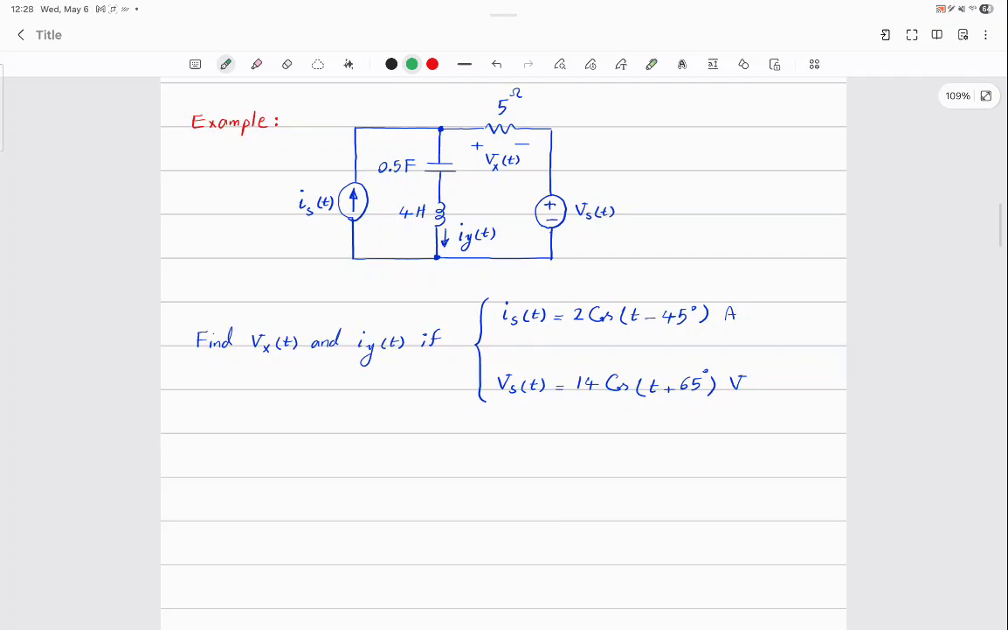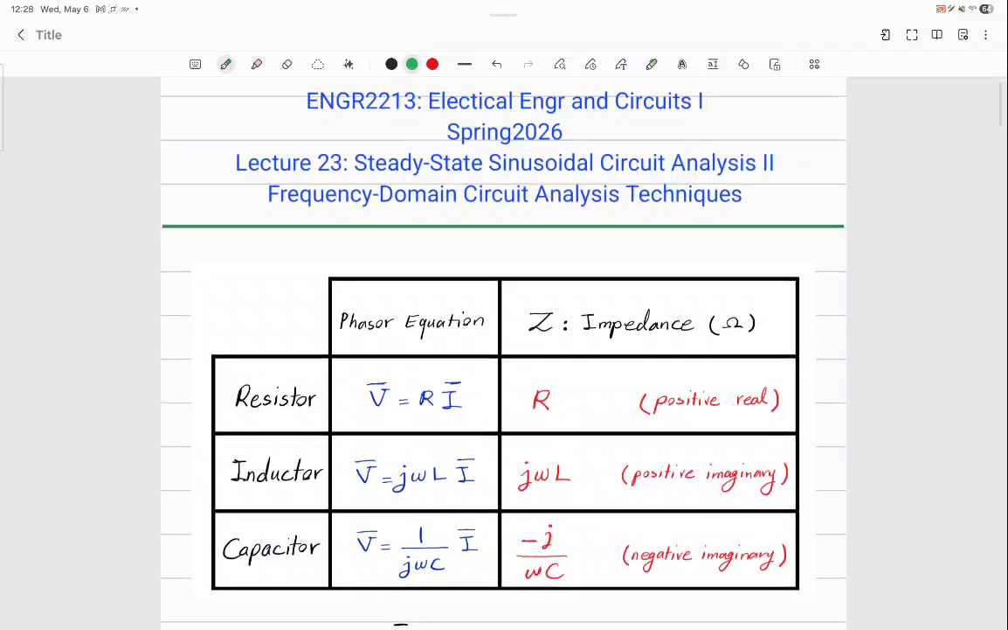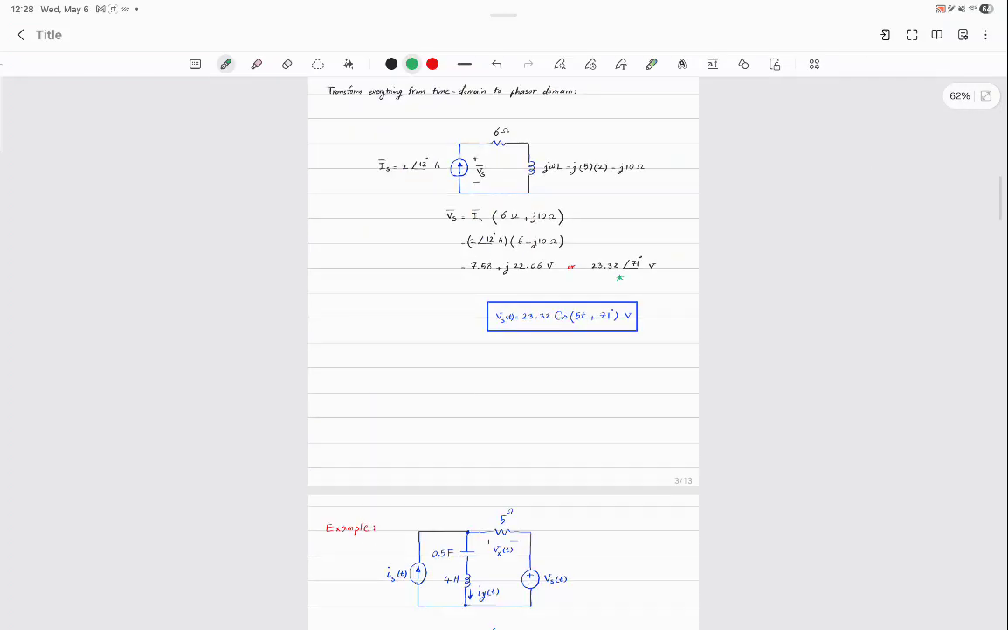Let's go for the next problem. Vx and Iy should be found. Is and Vs are given. Okay, so remember the title of this lecture and the previous lecture. It's a steady state, right? We assume that all the transient responses are gone. So we are in the steady state.